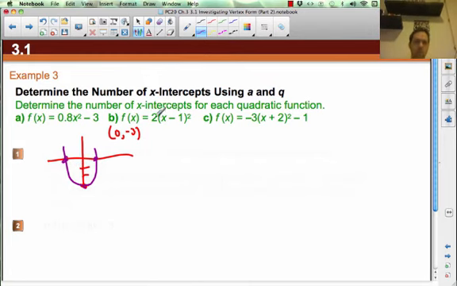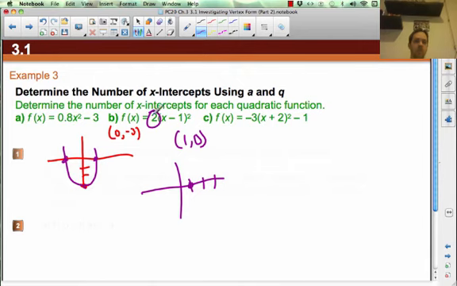So let's take a look at B. This one opens up. It has an x-coordinate of the vertex. It's been shifted 1 to the right, but there's no q value, which means your vertex is at (1, 0), meaning it lies right on the x-axis, right here, at 1.